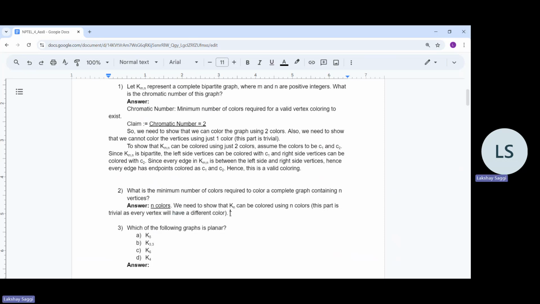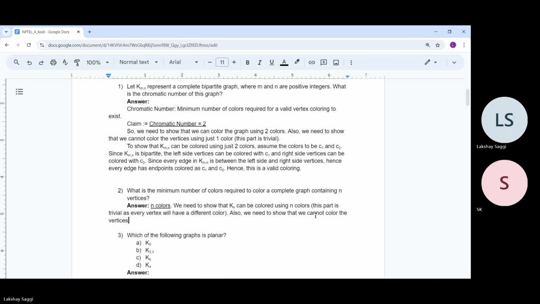Now note that we don't just need to show that it can be colored using n colors. Again, we need to find the minimum number of colors, so we also need to show that. We have provided an upper bound that we can always color using n colors. Now we need to show that we cannot color the vertices using n minus 1 colors. This is what we'll be trying to show.